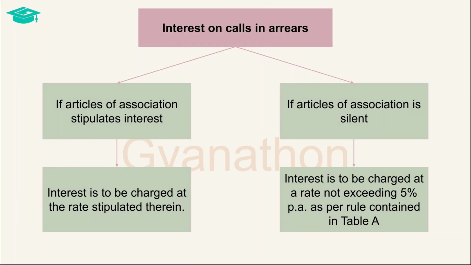The company recovers interest on calls in arrears if the articles of association empowers the company to do so. When the articles of association stipulates interest, then the company may charge interest on calls in arrears at the rate stipulated in the articles. However, if the articles of association is silent about the interest to be charged on calls in arrears, then interest is charged at a rate of a maximum of 5% per annum and not more than that.